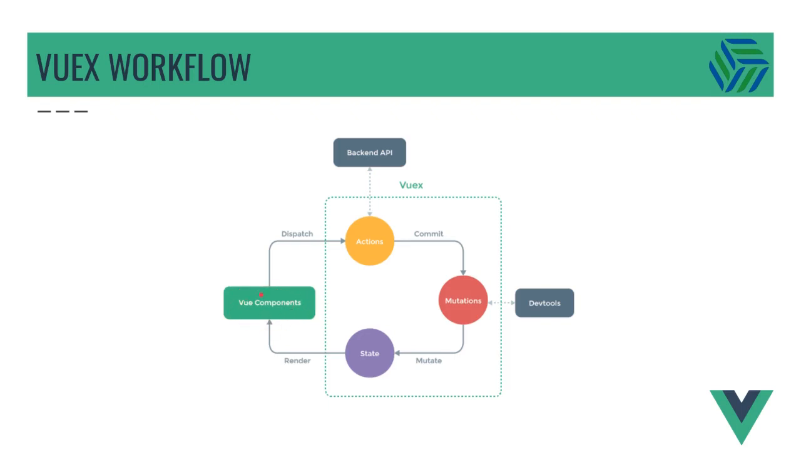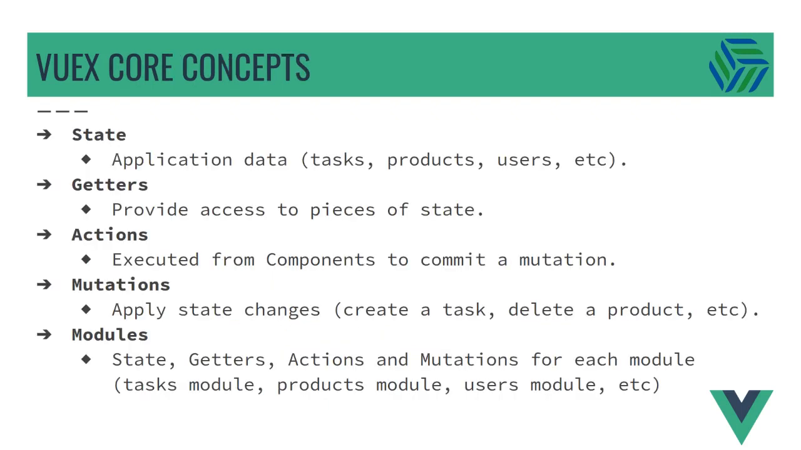And these are the Vuex core concepts. We have a state that is the application data, for example, tasks, like in our application, products, users. We have getters that provide access to pieces of state. We have actions that are executed from the components to commit a mutation. Then we have the mutations that apply state changes, like creating a new task, deleting a product, creating a user.